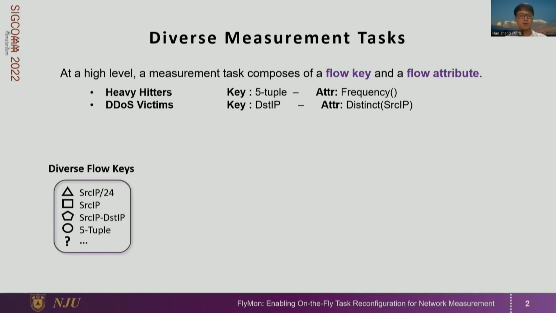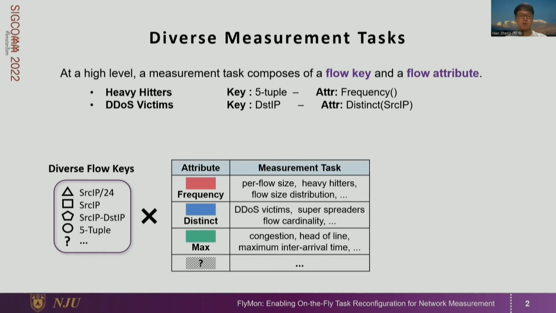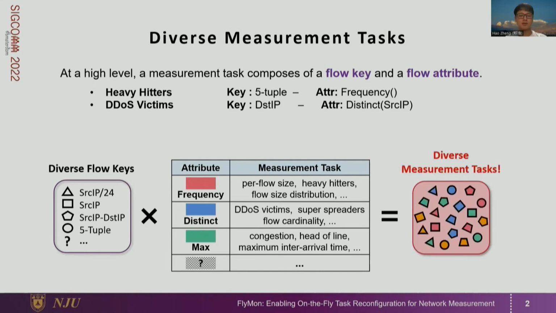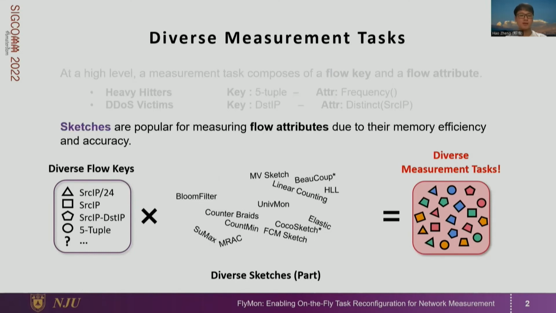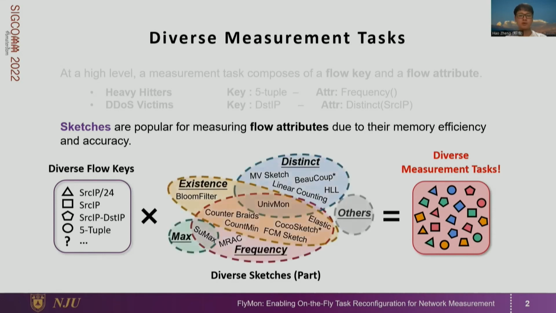So, there are many flow keys. They can be any combinations from different protocol fields, even bit-level prefixes of the fields. And there are several common flow attributes. Each of them can derive a variety of measurement tasks. Then, the set of measurement tasks is the Cartesian product of the key set and the attribute set. Currently, sketches are popular for measuring flow attributes due to their memory efficiency and accuracy. Different sketches focus on solving different flow attributes or measurement tasks. So, the measurement system must implement multiple sketches to meet the diverse measurement demands.